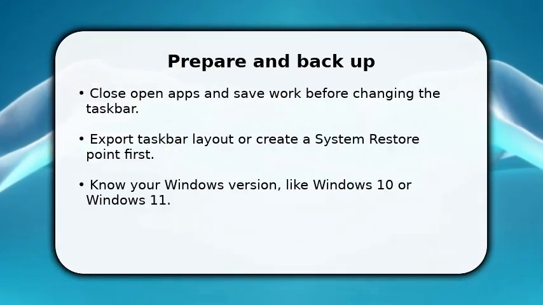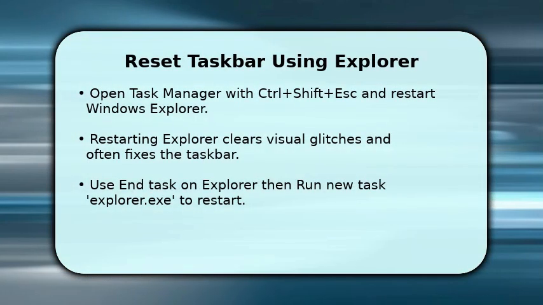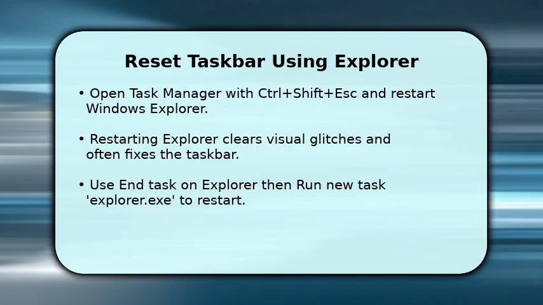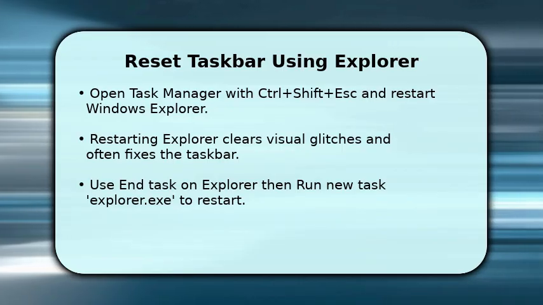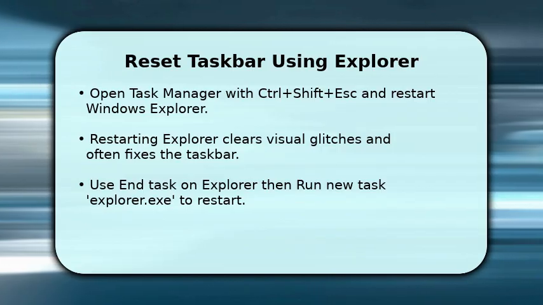Open Task Manager with Ctrl+Shift+S and select Processes to find Windows Explorer. Right-click Windows Explorer and choose End Task to stop the shell safely. Wait 2 to 5 seconds for processes to release file locks and resources. Then click File, Run New Task, type Explorer.exe, and press Enter to restart the shell.